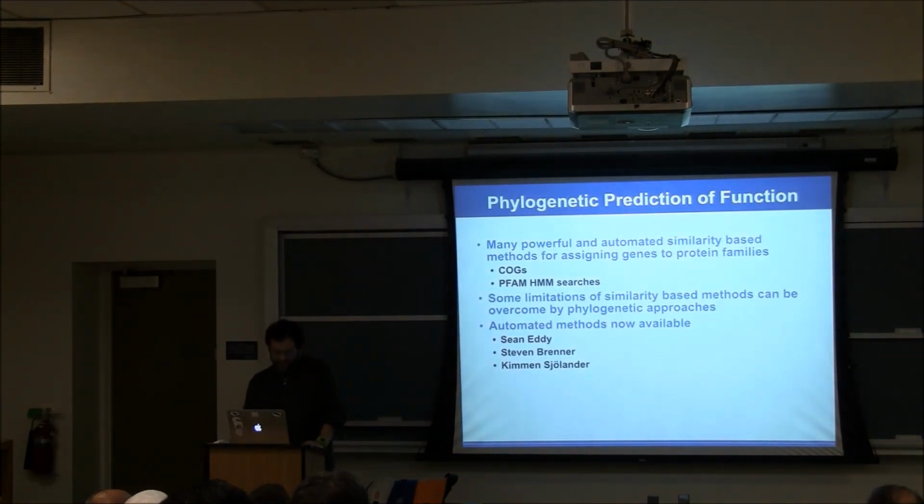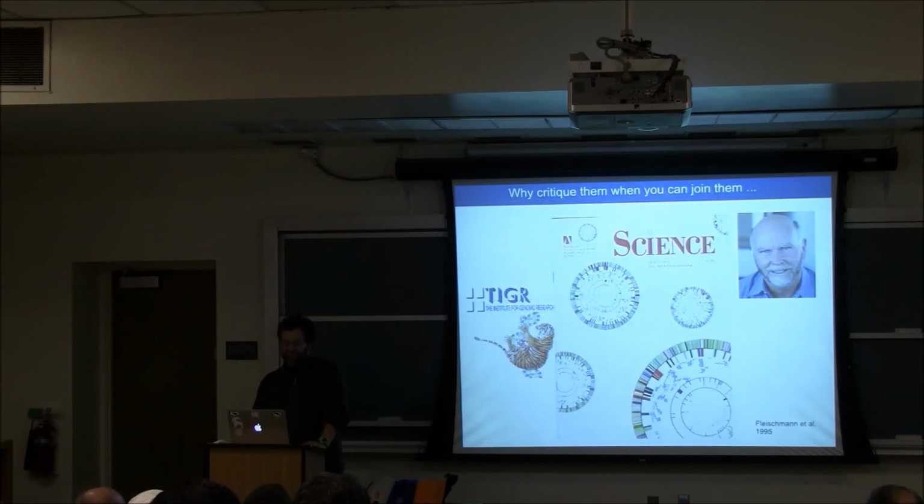This turns out to be a very powerful tool in the prediction of function of uncharacterized genes. Lots of people, myself included, but many others have developed this further, much better than we do in terms of computer science, for automated methods for doing this phylogeny-based prediction of function.